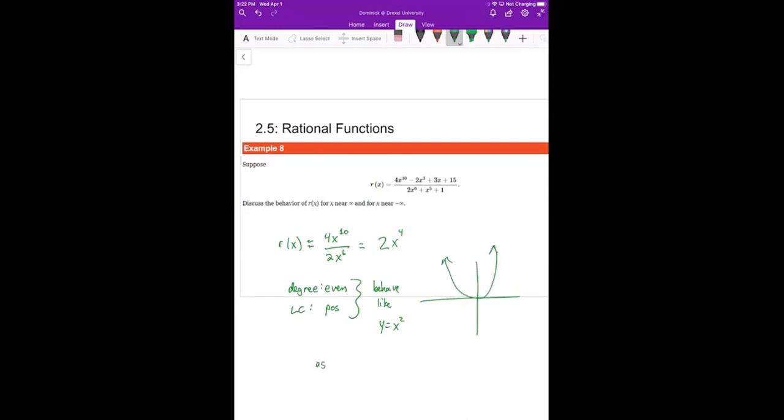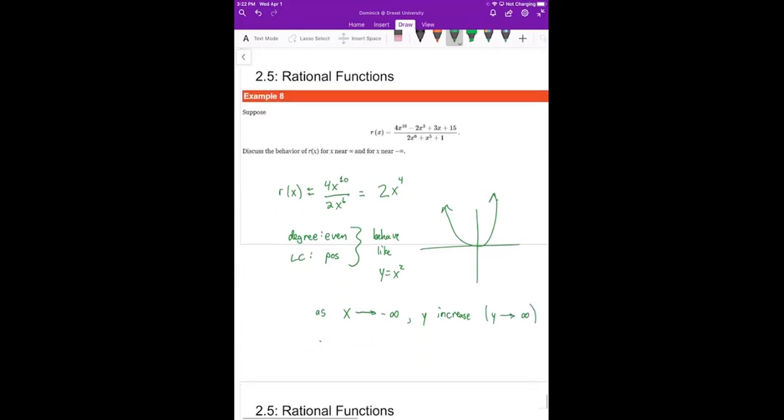So as x goes to the left or goes towards negative infinity, y is going to increase, or we could say that y goes to infinity. And of course, as x goes to positive infinity, y increases as well, which again, we could say just as y goes to infinity. Okay, so either one of those would work here.